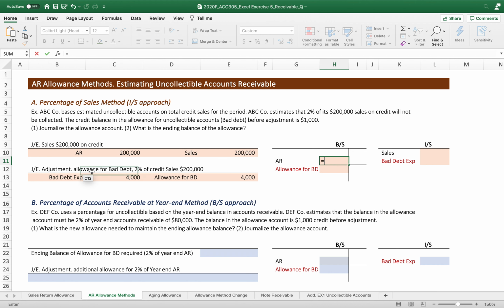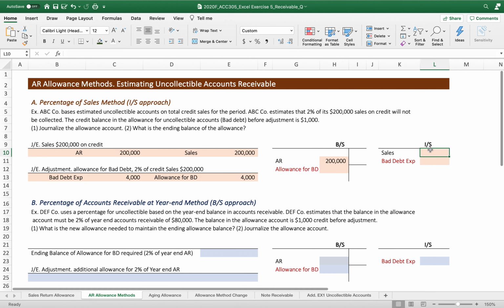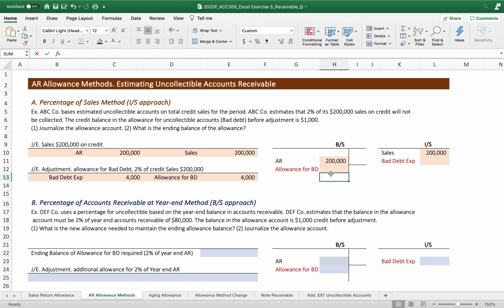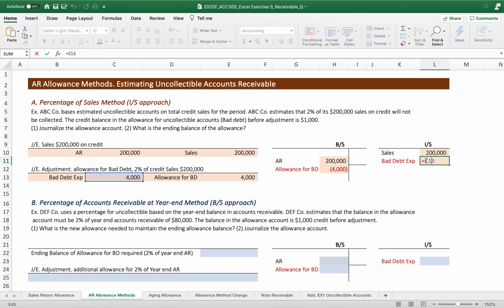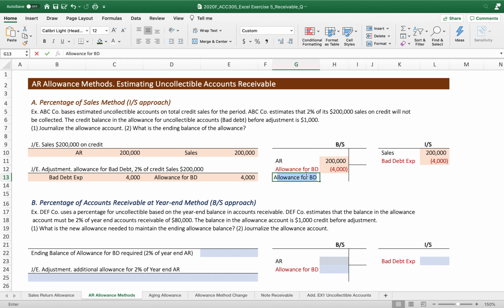So we put AR 200,000 and sales 200,000, and the allowance for bad debt, which is a negative contra account that reduces the AR value. And the bad debt expense is also an expense, a negative account that reduces the sales. So we got it. By doing so, the AR net value is reduced that way.